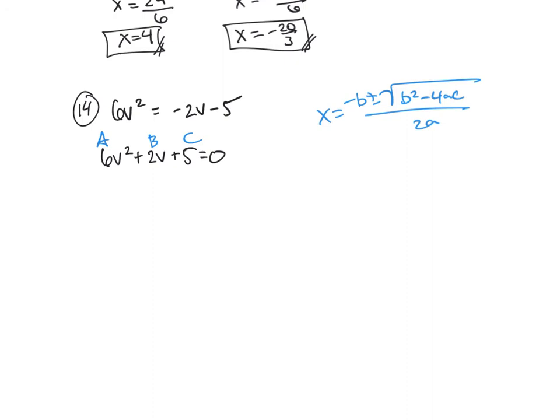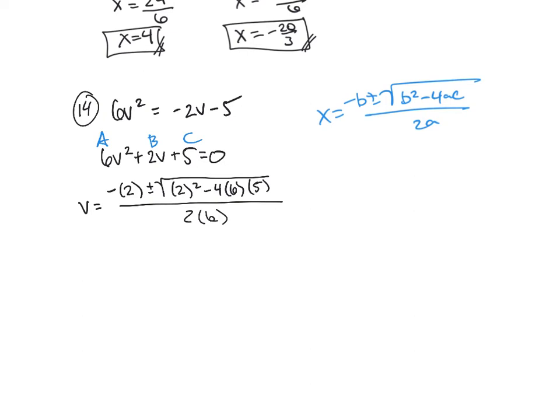So let's see, we're going to have v is equal to negative our b value plus or minus the square root of b value squared minus 4 times our a value times our c value over 2 times our a value. So after I've plugged everything in, I start simplifying, so we'll have v is equal to negative 2 plus or minus, let's see, 2 squared, which is 4. Then we'll have a negative 4 times 6 times 5, and that's going to give us negative 120, over 12.